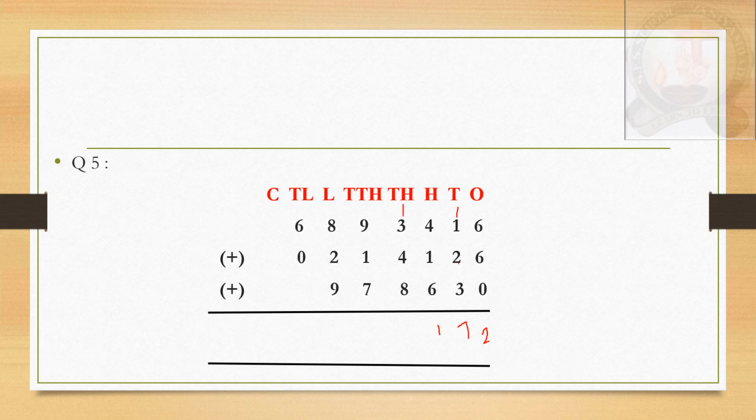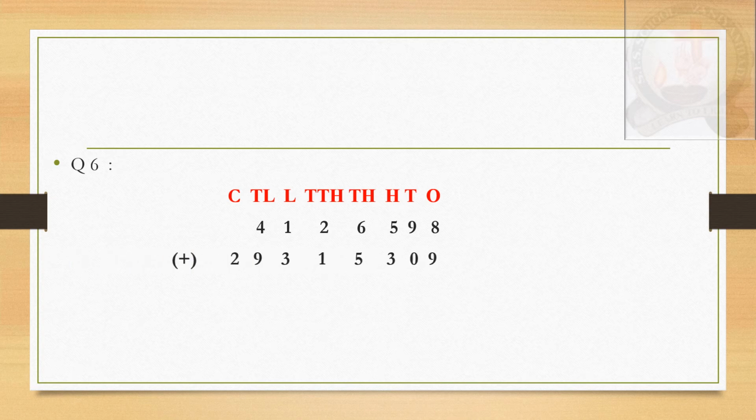1 plus 3 is 4, 4 plus 4 is 8, 8 plus 8 is 16, 1 carry to the next digit. 1 plus 9 is 10, 10 plus 1 is 11, 11 plus 7 is 18, 1 carry to the next digit. Okay, now 1 plus 8 is 9, 9 plus 2 is 11, 11 plus 9 is 20. For 20, write 0, 2 carry, 2 plus 6 is 8, children. Okay, this is the answer: 80 lakh 86,172.